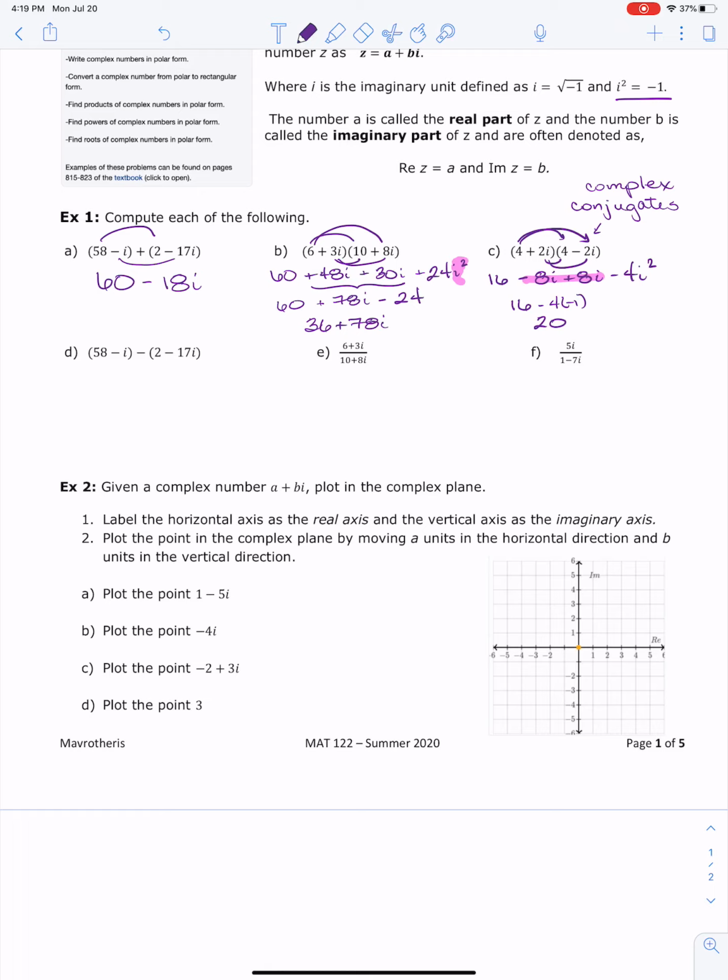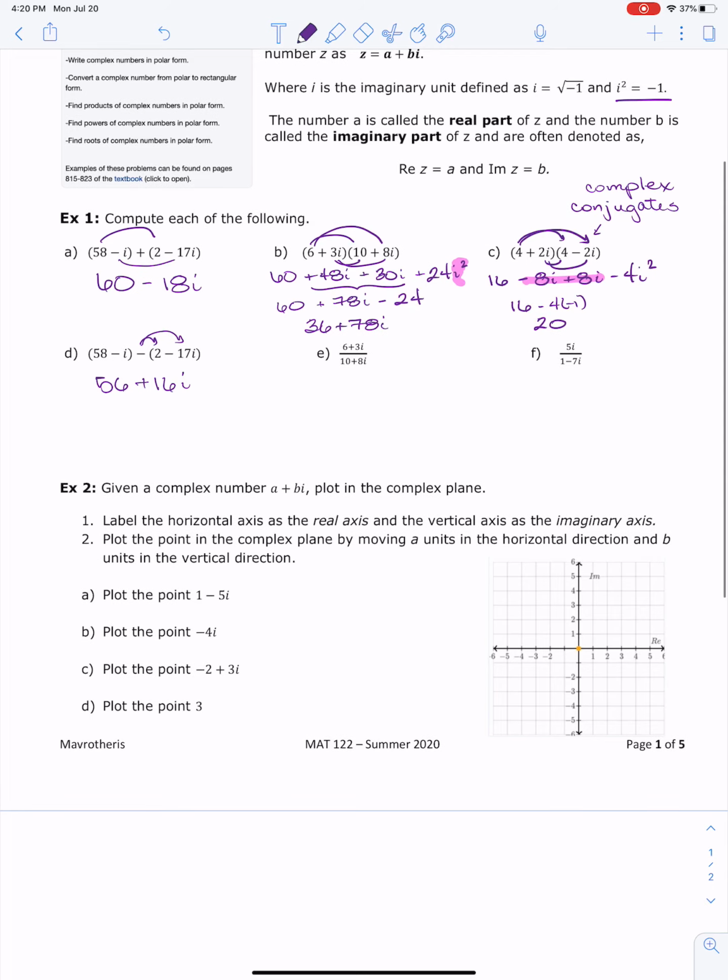So D, we're subtracting two complex numbers. The reason this is in here is to remind you that this minus applies to both pieces back here. So I have 58 minus 2, which is 56. I have a -i plus 17i, gives me plus 16i. Again, I cannot combine those two parts. I have a real part and an imaginary part. Those need to stay separate.